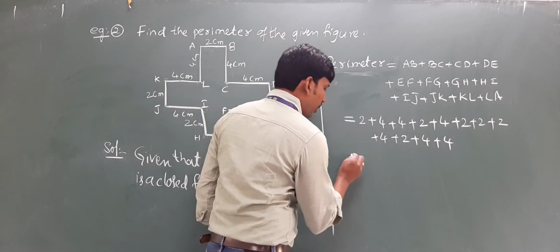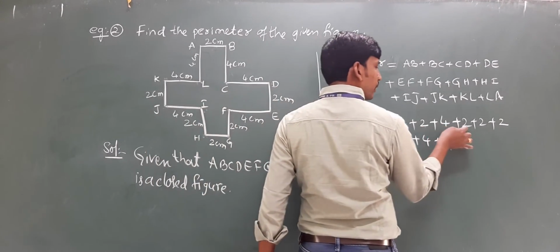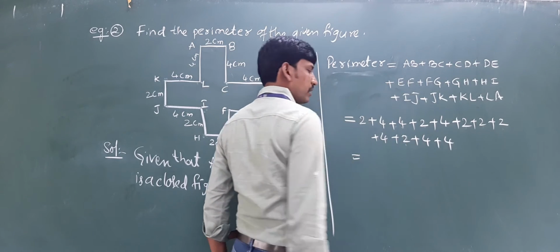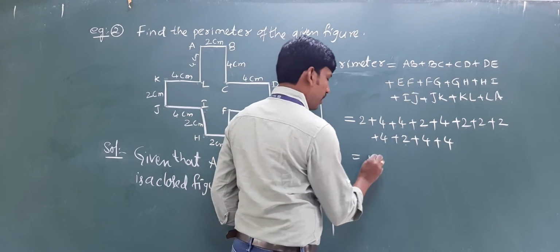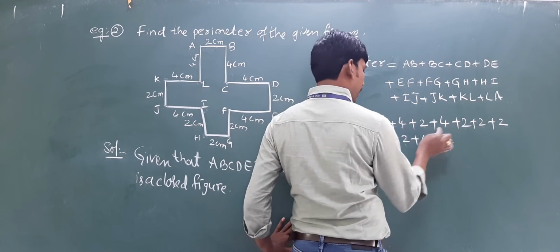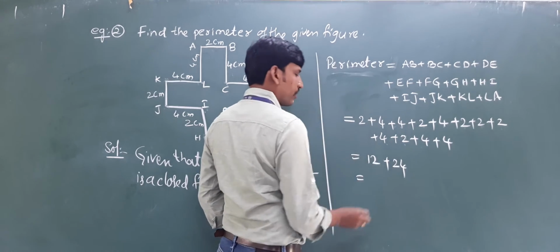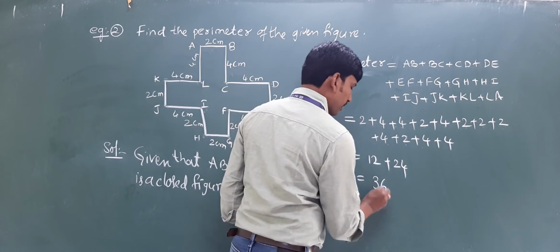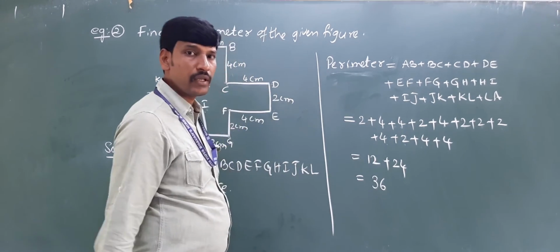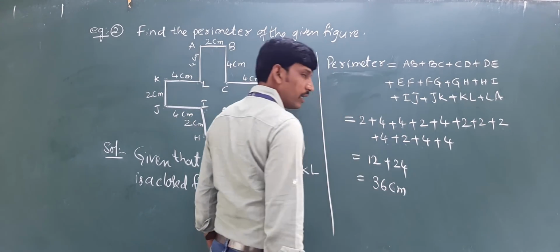Now out of these, how many 2's are there? 1, 2, 3, 4, 5, 6. 6 2's are 12, plus how many 4's are there? 1, 2, 3, 4, 5, 6. 6 4's are 24. So by adding 12 plus 24 equal to how much? 36. Is it clear? You should write the units compulsory. Don't forget to write the units.